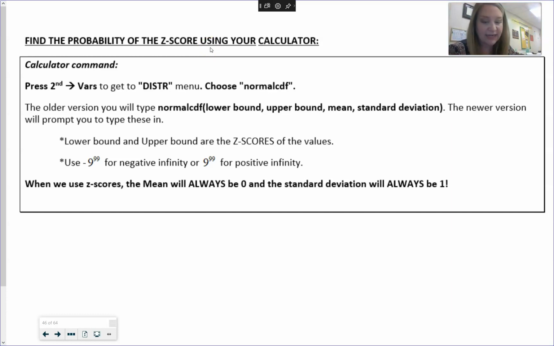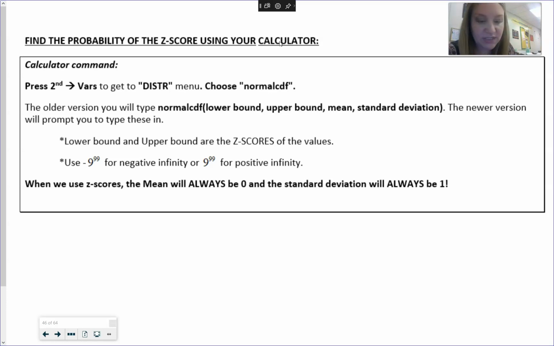And this is where our screens are going to look a little different. The newer ones ask you for lower, upper, your mean, and your standard deviation. The older one kind of leaves it blank, and you have to fill it in. From here, we do the same order: lower bound, upper bound, and you plug in your z-scores. If we're going to use infinity, for lower infinity we'll do -9 to the 99. For positive infinity, we'll do +9 to the 99.